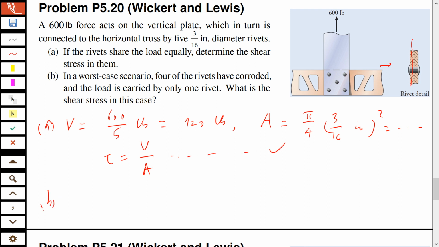Part B में इसने क्या किया हुआ है, ये जरा इंटरेस्टिंग क्वेश्चन है। In a worst case scenario, 4 of the rivets have corroded, वो corrode हो गए हैं, इसका मतलब they are no longer able to support this load. So the load is now carried only by one rivet, क्योंकि जब वो है ही नहीं, वो corrode हो गए, वो तो support नहीं करेंगे ना। Then what is the shear stress in this case?